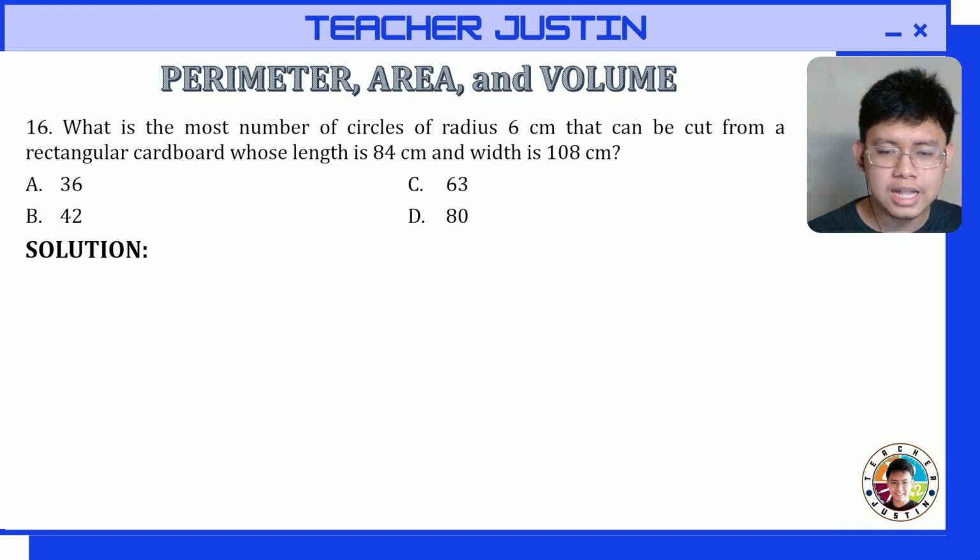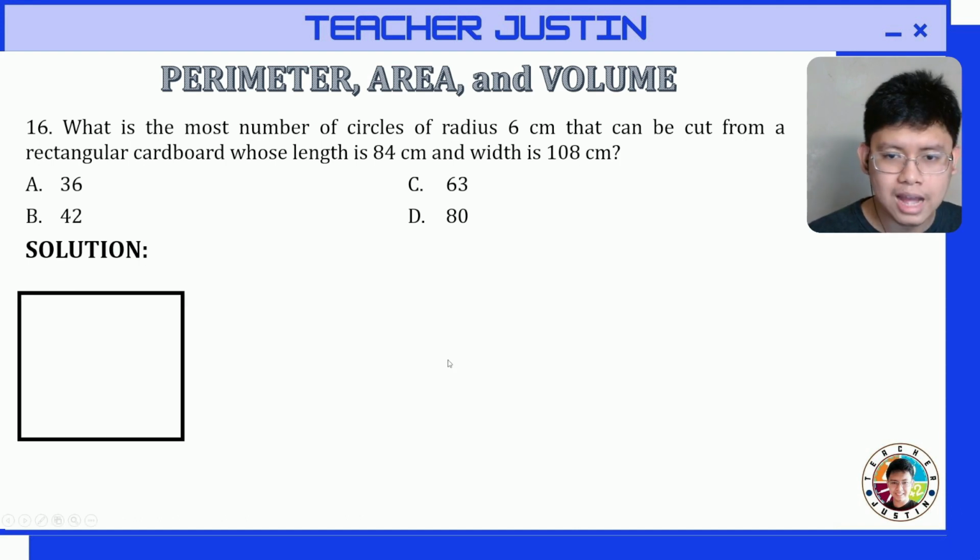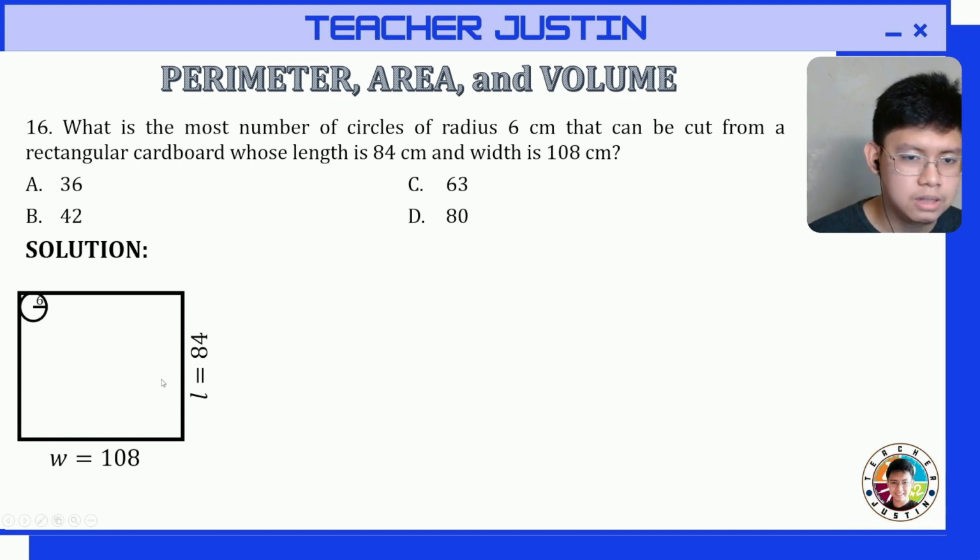So, para masagutan natin tong problem na to, the first thing that we need to do is to draw the rectangular cardboard. So, drawing natin yung rectangular cardboard natin. Meron siyang length na 84 centimeters and meron siyang width na 108 centimeters. Now, meron tayong gugupitin na circles na may radius na 6 centimeters. So, drawing natin yung maliit na circle dito sa ating rectangular cardboard. Okay, so ito yung circle natin na may radius na 6 centimeters.